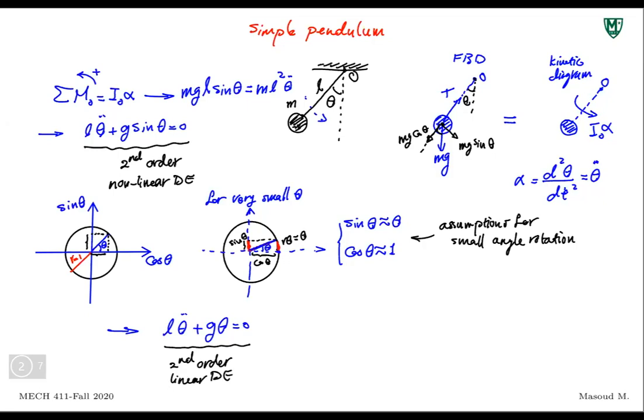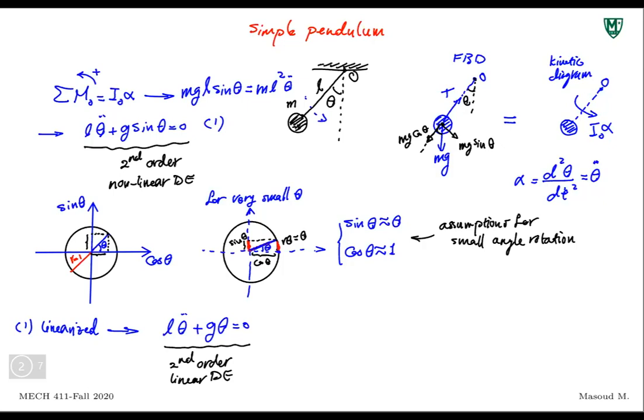Let me put here linearize. We linearize this equation, right? From number 1, and number 1 is linearized. It gives us this equation. This is the linearized version of the equation of motion for a pendulum, a simple pendulum.